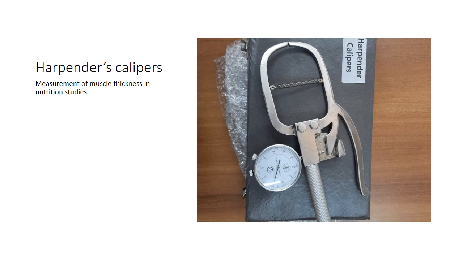This picture shows Harpender's calipers. In research studies related to nutrition, such instruments are required for measuring muscle thickness, say triceps muscle thickness or biceps muscle thickness. This instrument is available in our museum.